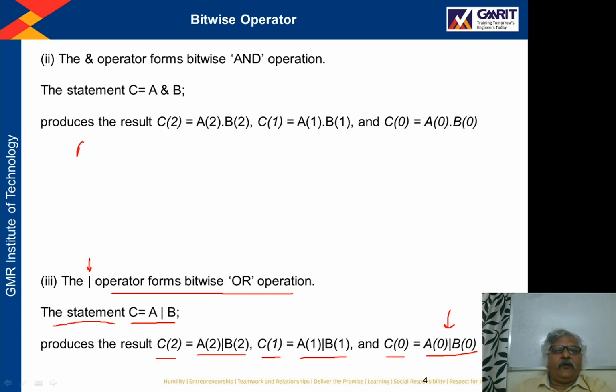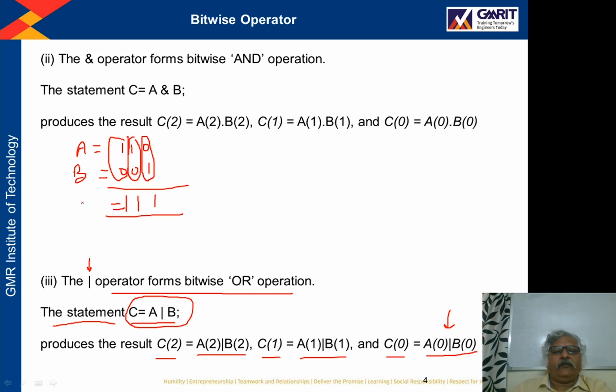So let us assume we have A is equal to 1 1 0 and B is 0 0 1. So this is the statement C is equal to A vertical bar B. So what this will do, it will perform OR operation over these two bits, so you will get 1. Then OR operation over these two bits, you will get 1, and OR operation over these two bits, you will get 1, so 1 1 1. This will be assigned to C.